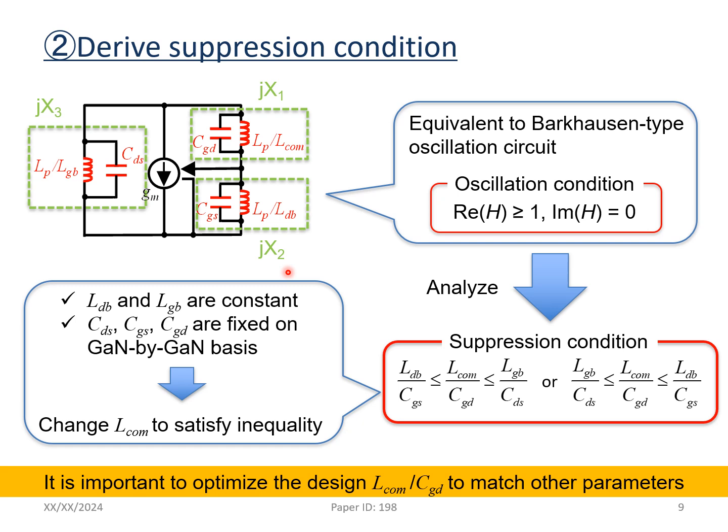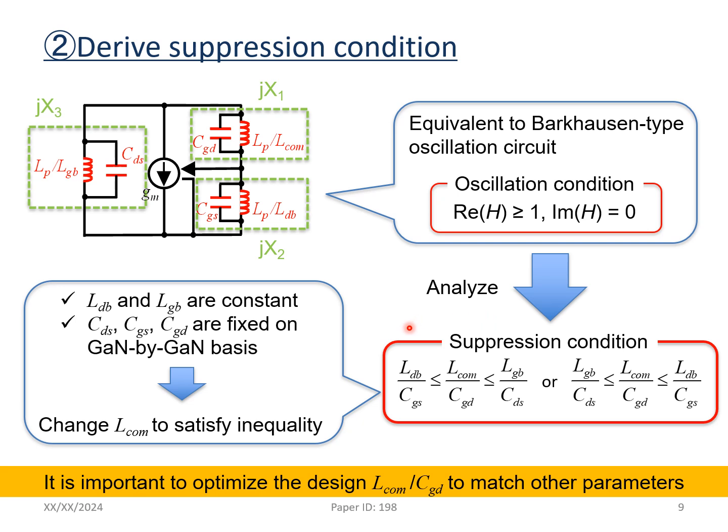So next we derive the suppression condition by analyzing this final equivalent circuit. This final equivalent circuit is equivalent to a Barkhausen-type oscillation circuit. So we apply the oscillation condition to this circuit and analyze when the oscillation occurs. We analyze this circuit and obtain the condition where oscillation does not occur. So we got the suppression condition like this.